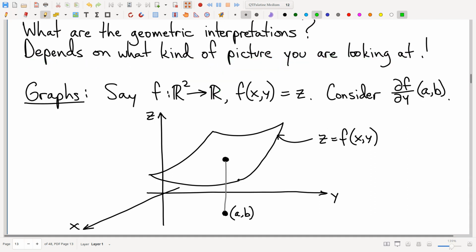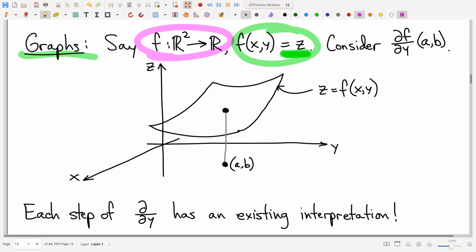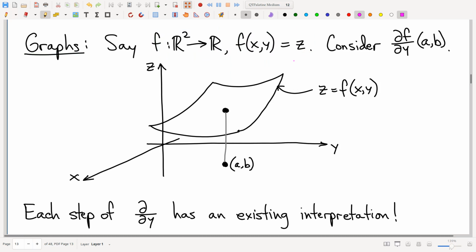Okay, so here we're going to look at graphs. So what we're about to do applies only to graphs. And you see here we have a graph, right? So we're looking at the graph of this function called f. Two numbers in, one number out. That gives us a surface. All right, so in this graph context, let's try to make some sense out of a y partial.